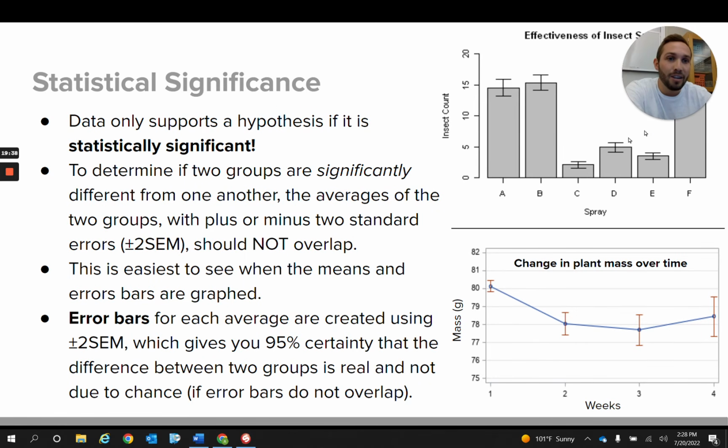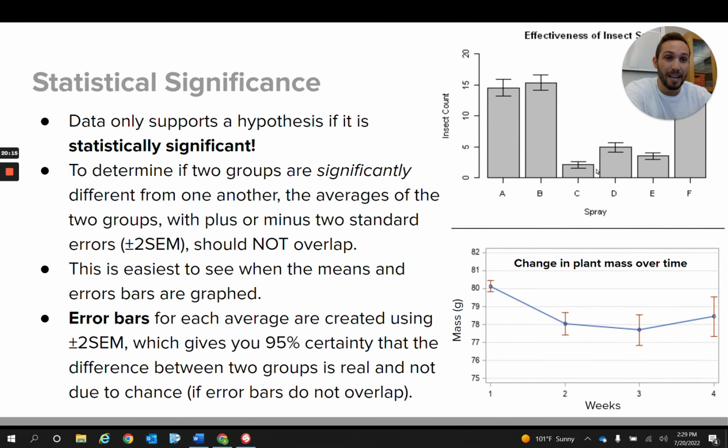Now, if they don't overlap, look at spray C and D. If you look at the averages, you can see that spray D had more insects than spray C, right? But if we want to know if this difference is real, a statistically significant difference, you have to look at the error bars. And if the top of this error bar does not overlap with the bottom of this error bar, which you can see in this example, there is no overlap between these two groups and their error bars. That means that this is a statistically significant difference between spray C and spray D.